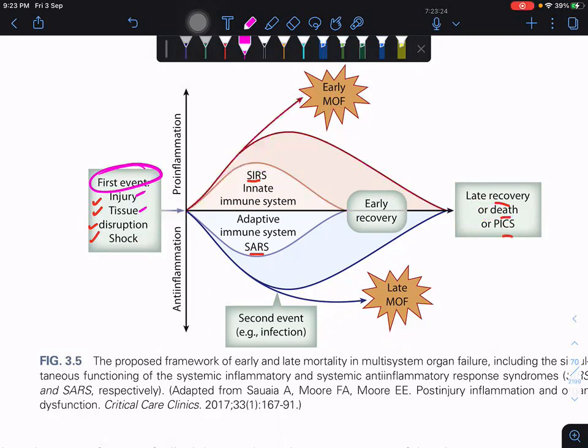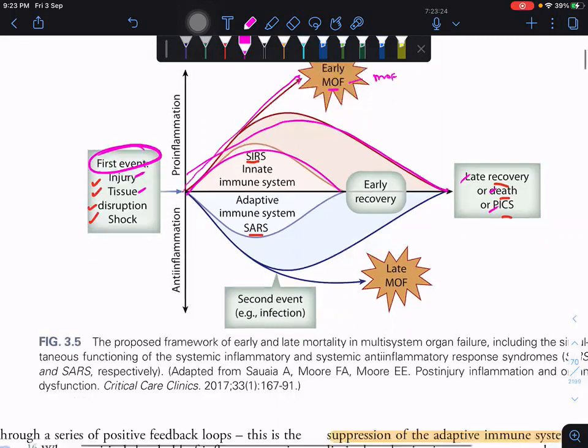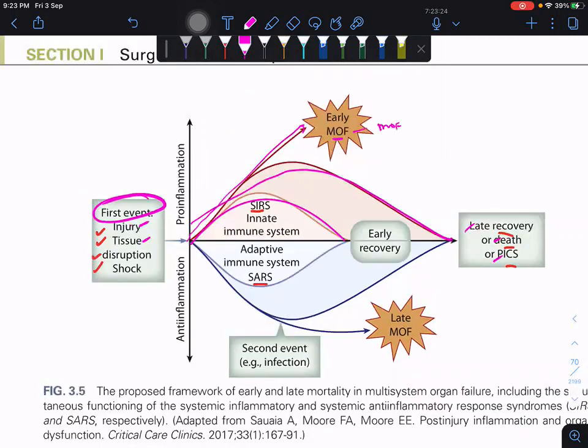Just remember, the first event happens when the inflammation is a little bit increasing. It will cause SIRS, and then it comes down to early recovery. Whenever the inflammation is very heavy, it will cause late recovery or death, or PACS. In between, if the process itself goes very high, it is called multi-organ failure. So early multi-organ failure is on the pro-inflammatory side, but late multi-organ failure is on the anti-inflammatory side. The CARS is also on the anti-inflammatory side. The same process, if it happens on the anti-inflammatory side, is called CARS and late MOF.